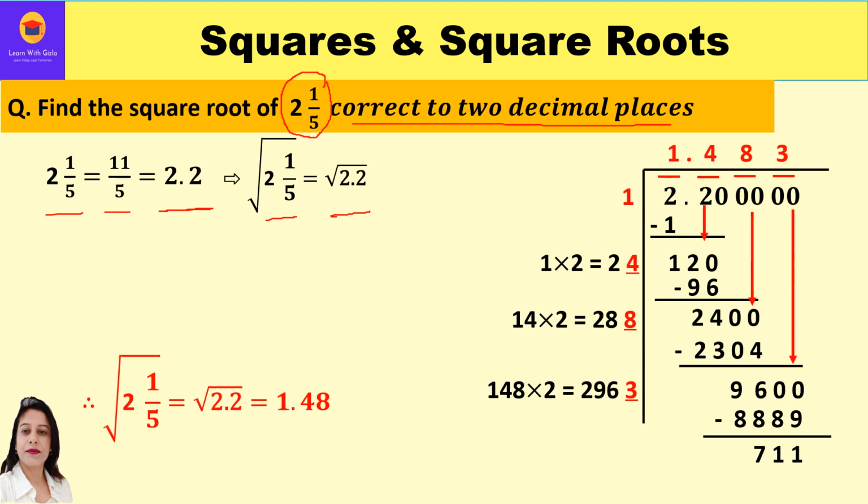If the value at the third place is greater than 5, then the value at the second place will increase by 1. If the value at the third place is less than 5, then the value at the second place remains the same, right? So first of all, first step is to form the pairs. So the number which is given to us is 2.2. We will start forming the pairs. So before the decimal point, it is one number only. So that is one of the pairs.